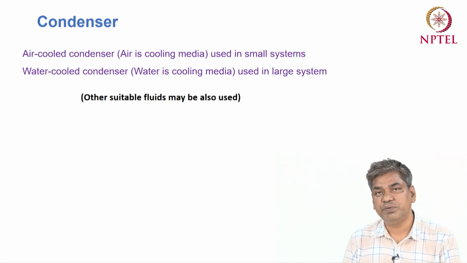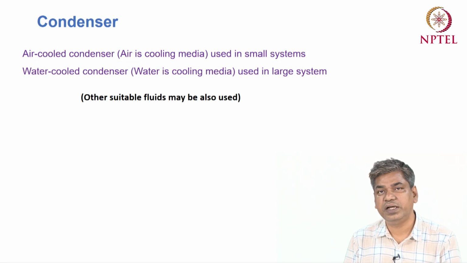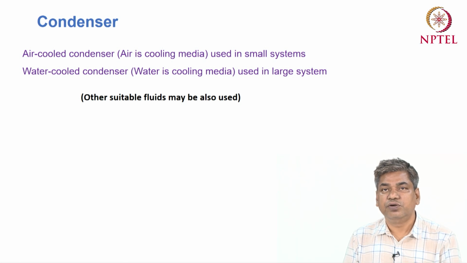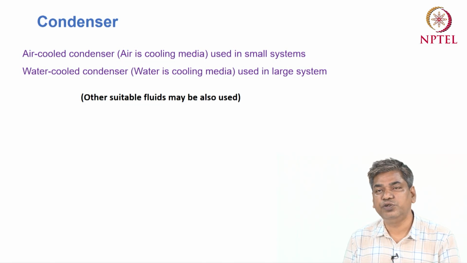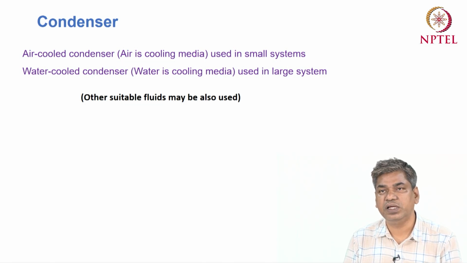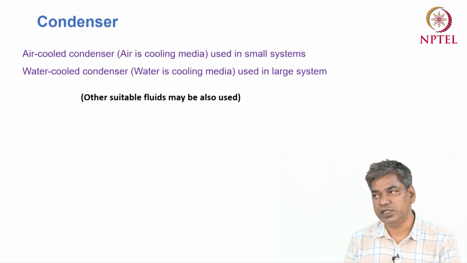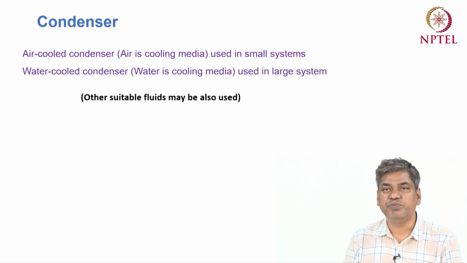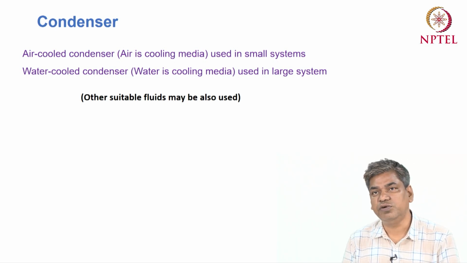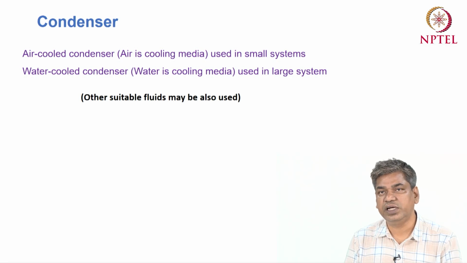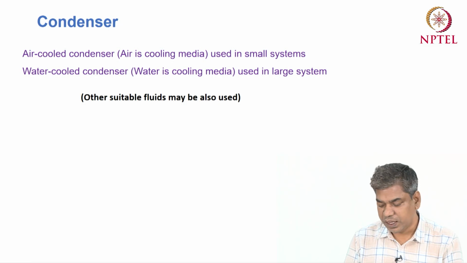So that's why the temperature difference we can maintain in the case of a water cooled condenser is very small as compared to the air cooled condenser. And as I have already told, other suitable fluids, maybe some advanced fluids, some brines, or some nanofluids, we can use as a coolant in the case of the water cooled condenser.